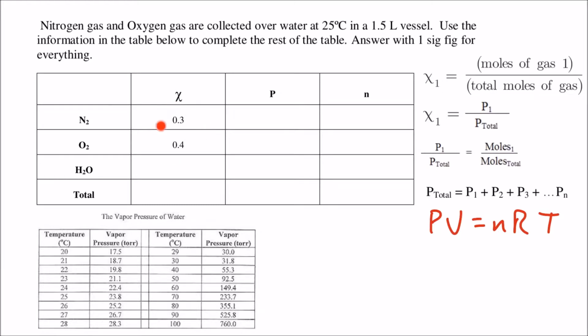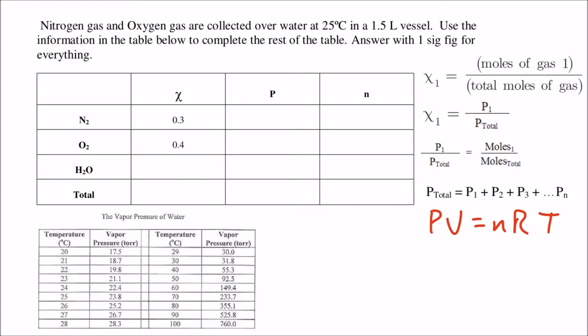I have the mole fraction for my nitrogen and my oxygen, and I don't have anything else. Looking at my formula, this mole fraction is equal to the moles of nitrogen over the total moles, but I don't know either of those individually, so I can't solve for the other one. I have two unknowns in the equation. Also, that mole fraction is equal to this, but over here I have two unknowns too. I don't know the individual pressure and I don't know the total pressure, so I can't solve for either of those two unknowns.